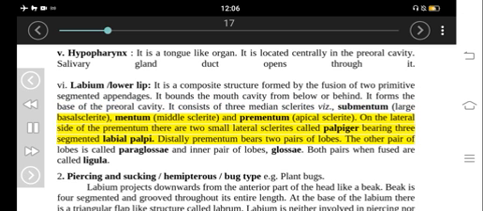On the lateral side of the prementum there are 2 small lateral sclerites called palpigers bearing 3-segmented labial palpi. Distally, the prementum bears 2 pairs of lobes. The outer pair of lobes is called paraglossae and the inner pair of lobes, glossae. Both pairs when fused are called ligula.